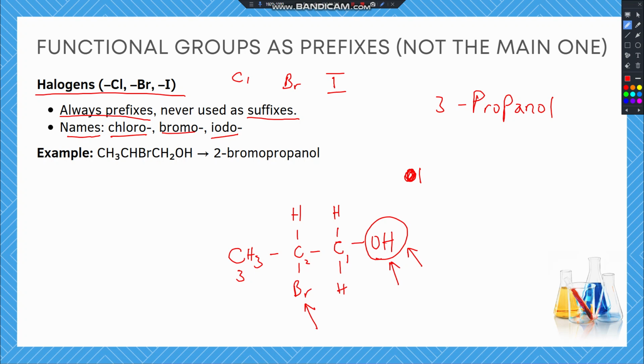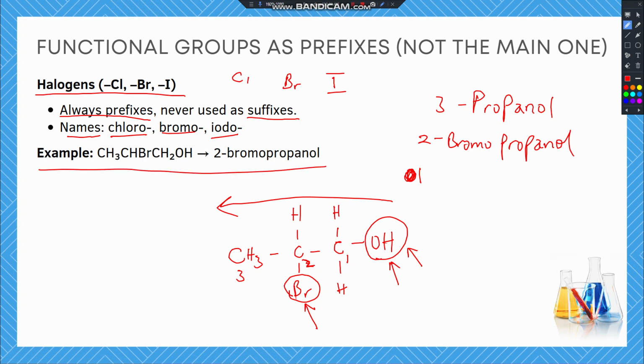Next thing to do is to treat this bromine as a prefix. So now let's do that very quickly. It is on carbon number 2 because we are counting from right to the left. So we have 2-bromopropanol. That is the name of this compound over here. I'm sure you're seeing how each and every one of these is playing out.